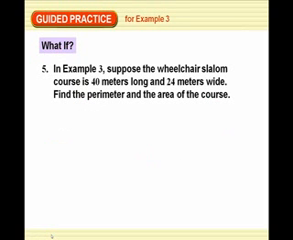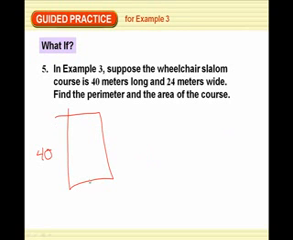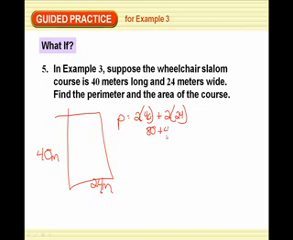So in the guided practice for example 3, suppose the wheelchair slalom course is 40 meters long and 24 meters wide. Find the perimeter and area. So, you know, the course was looking something like this, 40 meters long and 24 meters wide. So let's do the perimeter. There'd be 2 40s, there'd be 2 24s. 2 40s is 80, 2 24s is 48, so it'd be 128 meters.